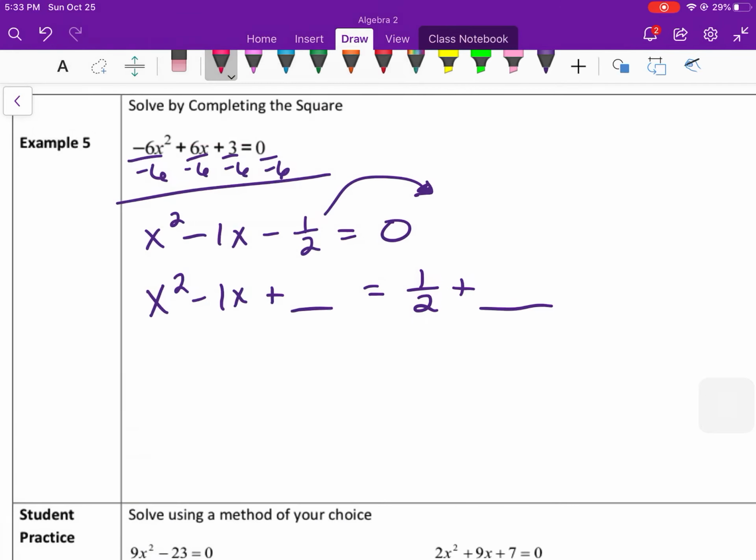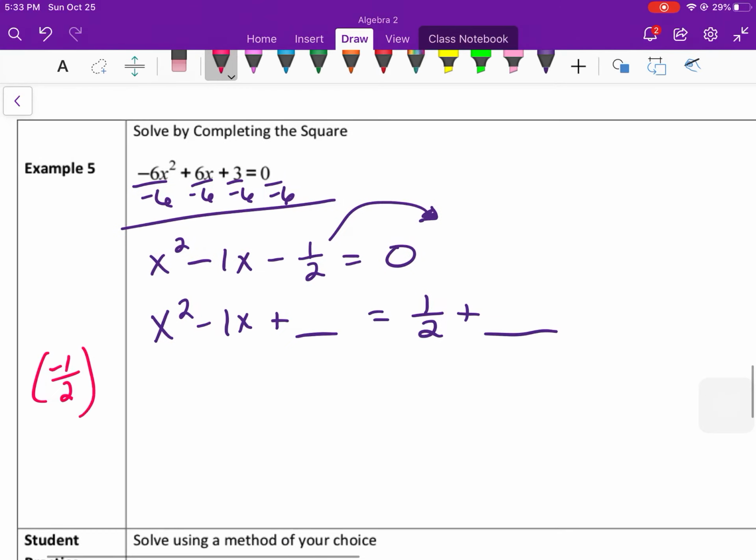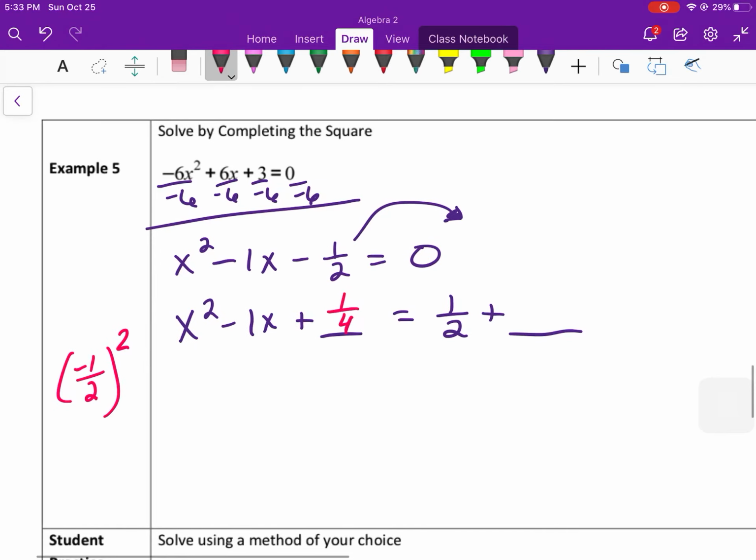Then take half of your middle term and square it. So that'd be -1 divided by 2 squared, which would be 1/4 to both sides, because -1 squared is 1, 2 squared is 4, or it's 1/2 times 1/2, which is 1/4. So you multiply it across the top and across the bottom. Then you factor it. It'll factor to x minus a half squared.